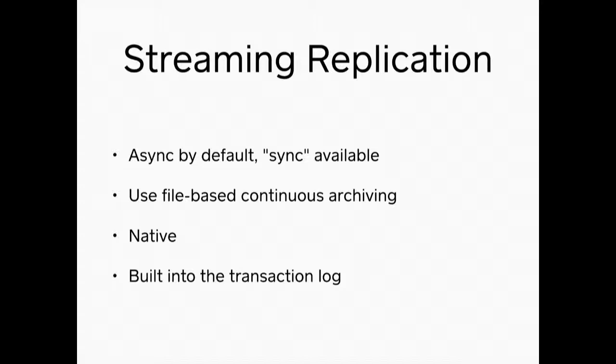WAL files are normally 16 megabytes, and once you finished each one, it would be moved over. 16 megabytes is a lot of data that can change in a database, so you have the potential for a lot more transaction loss. Streaming replication allows a standby server to have an active connection to your primary and slurp down those WAL records in much smaller chunks. So the gap in which you can lose data on master failure is much smaller.